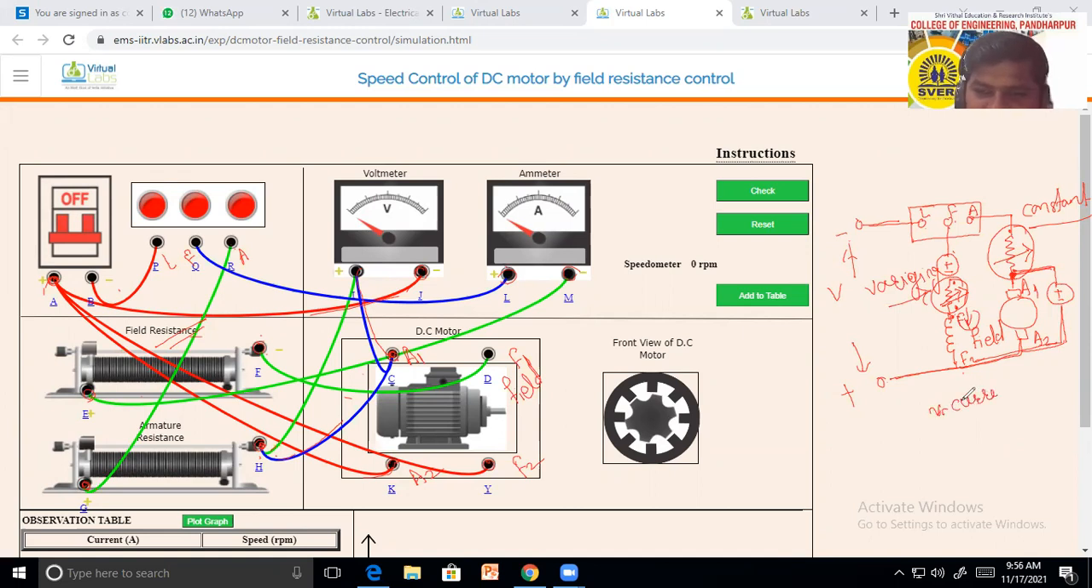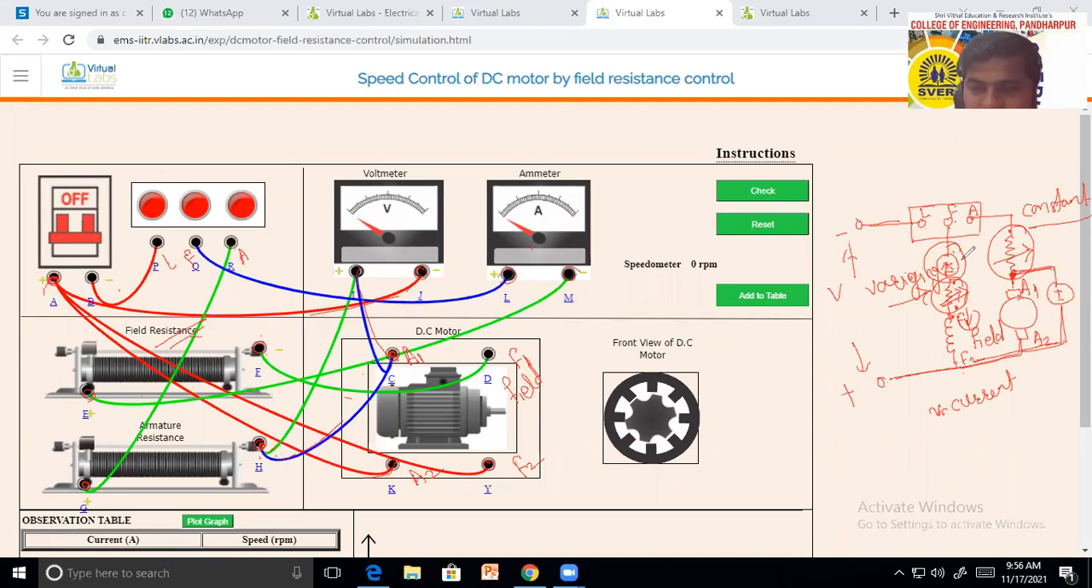The current flowing through it can be read by this ammeter. This ammeter will read the current flowing through the field winding. So that means it may either decrease or increase. We will see by performing the practical.